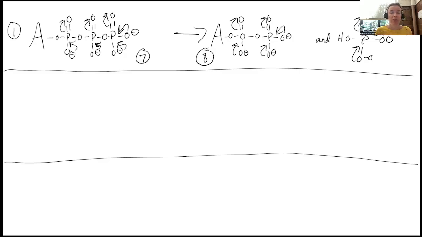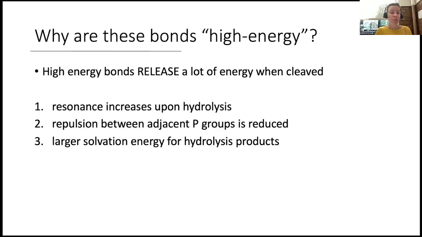So you see here we've increased the potential for resonance, the potential to spread that negative charge over a larger area. So on the right-hand side, since there's more resonance, it's more stable. This is one reason why energy is released when we cleave a high energy bond on ATP. Point number 2, repulsion between adjacent phosphate groups is reduced.